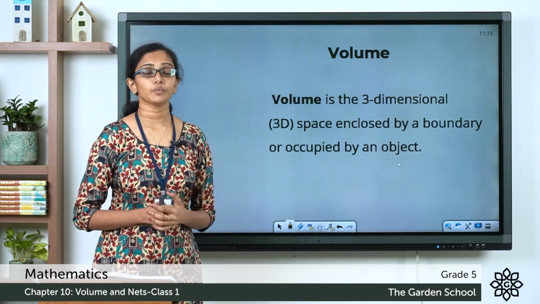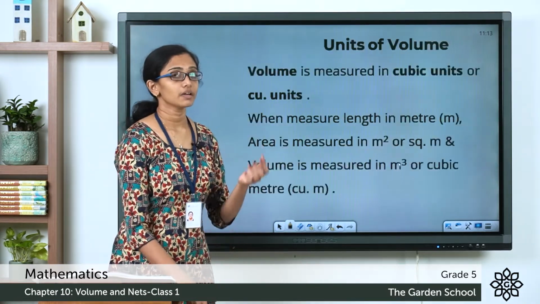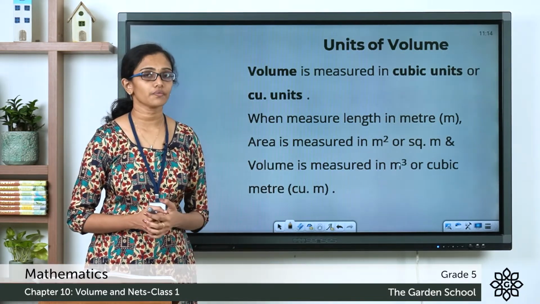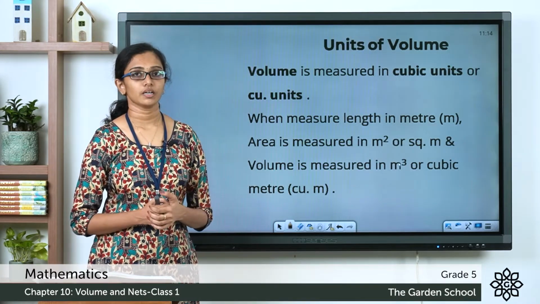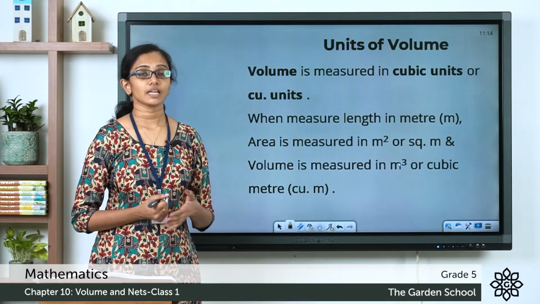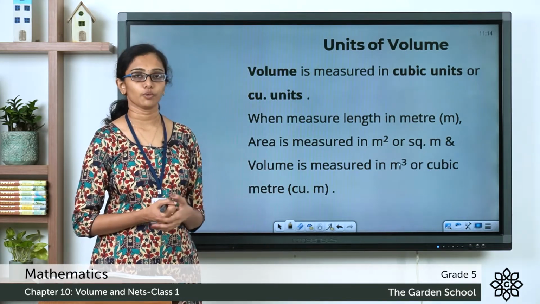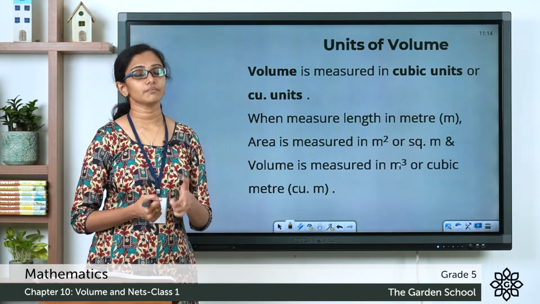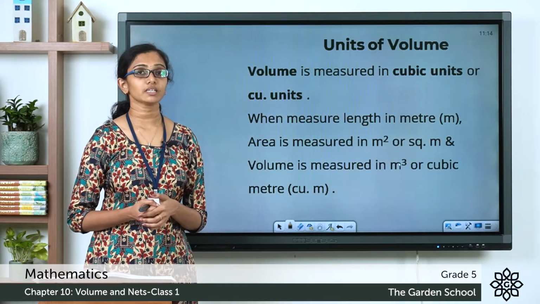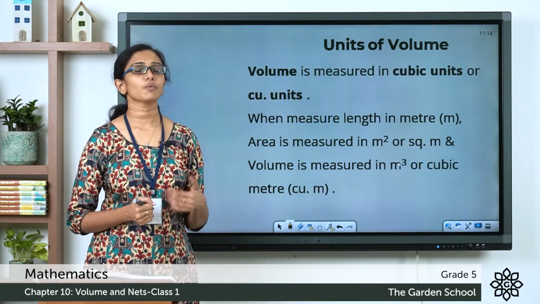And how do we measure volume? With what units we measure volume? So just like we measure area in terms of square units, we measure volume in terms of cubic units. For example, if the dimensions of an object is given in meters, we measure its area in meters square or square meters. Just like that, the volume in that case will be measured in cubic meters or meter cube. And what if the dimensions are given in millimeters? The area will be measured in millimeter square or square millimeters and the volume will be measured in cubic millimeters or millimeter cube. Let's see more into that later.